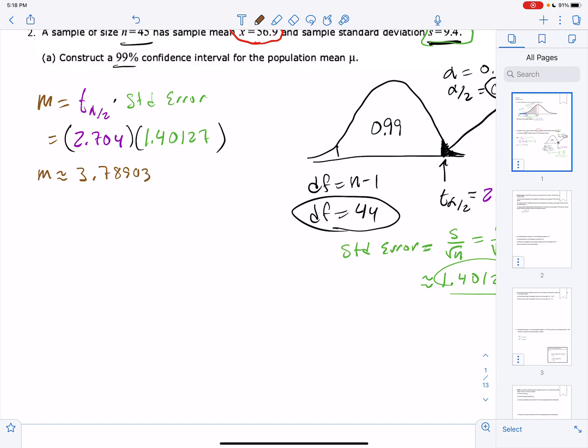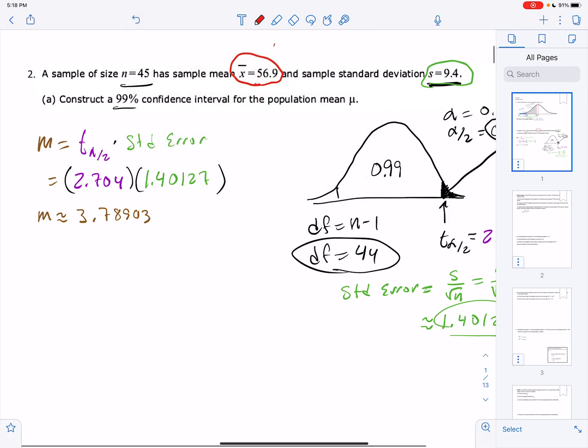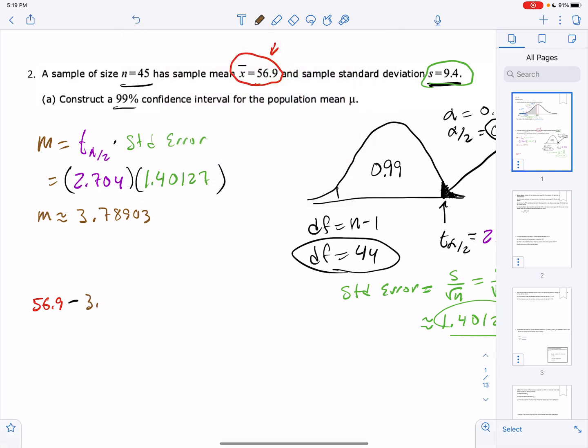Okay, now let's go in for the actual answer. Remember, our confidence interval is found by taking the point estimate. We're trying to figure out the population mean, so our next best thing is our sample mean. So that's considered the point estimate. Our point estimate is the sample mean at 56.9, and we take 56.9 minus the margin of error. What's the margin of error? 3.78903.